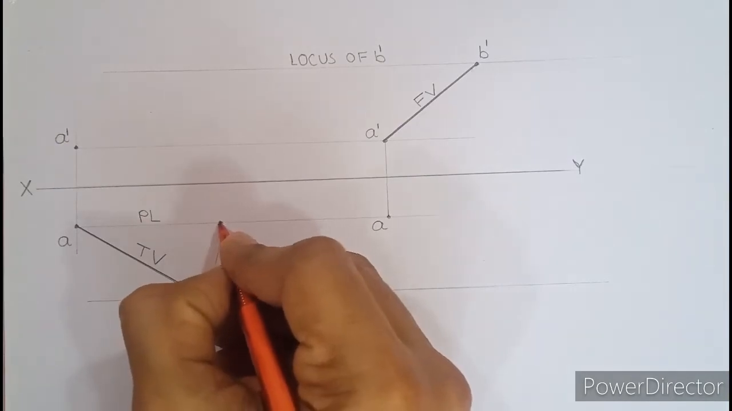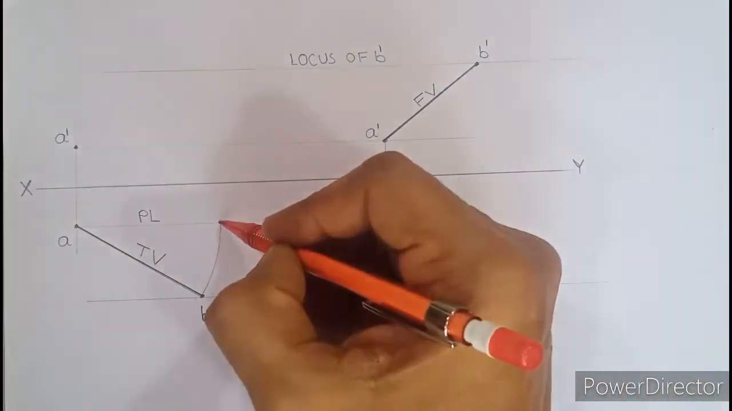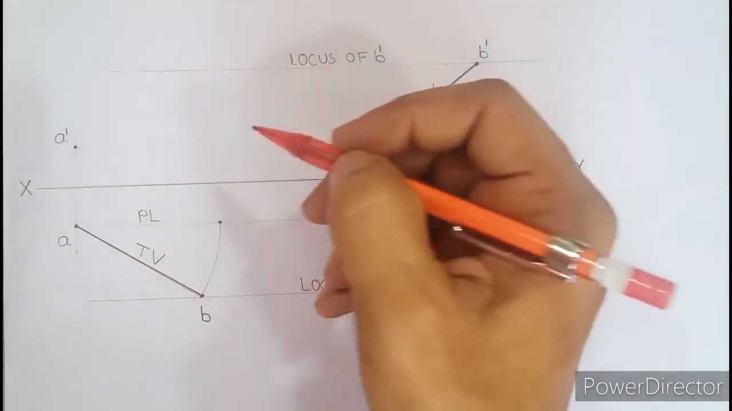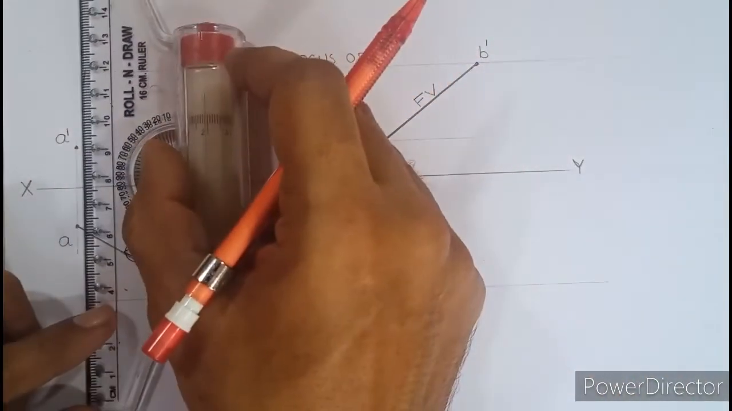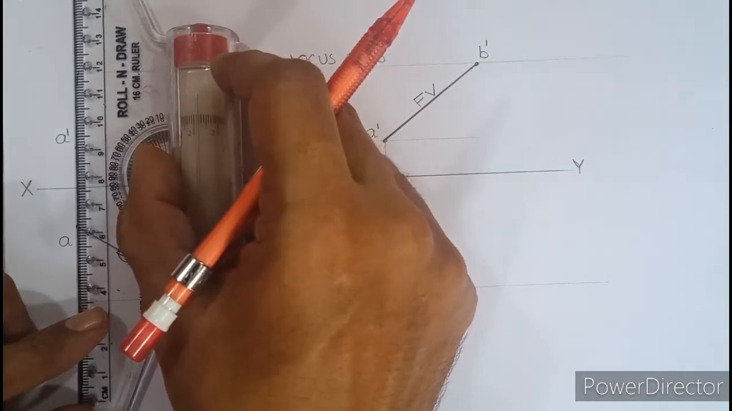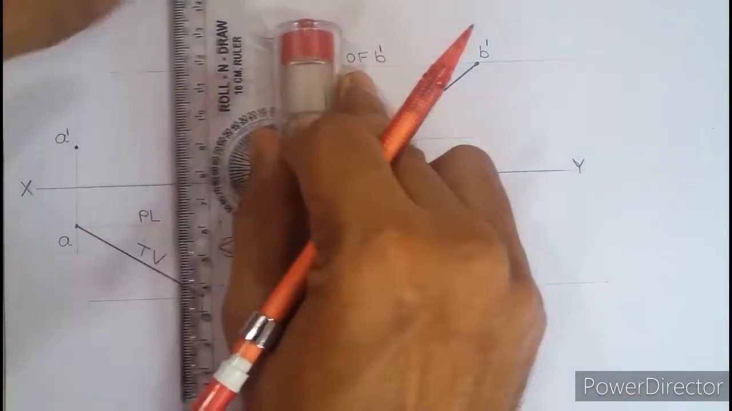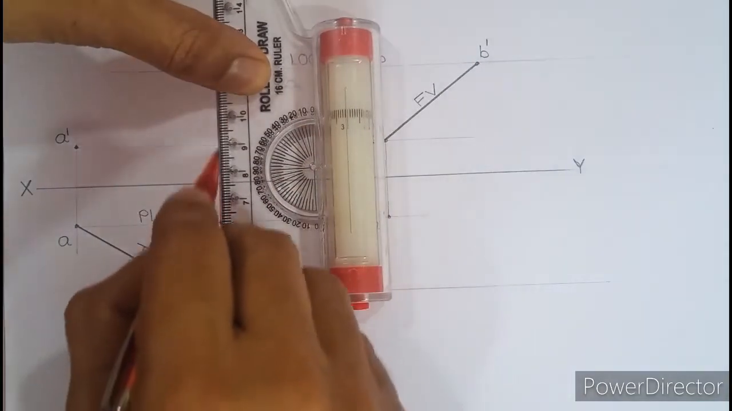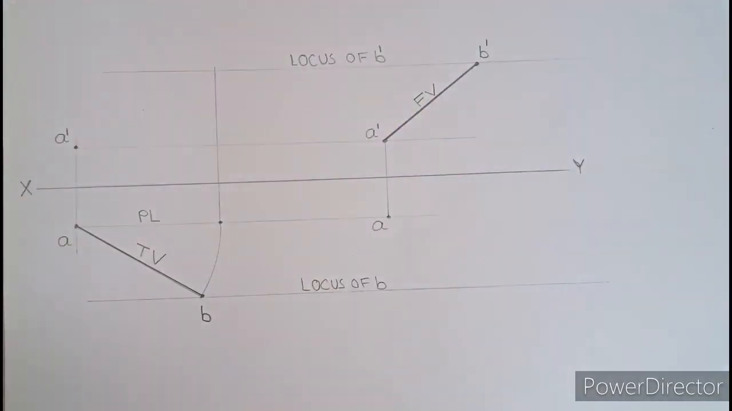You get a point over here. So this point you need to project further to cut the locus of B dash. That is how you get the true length. So our objective is to get true length only. So from here you need to project this point to cut the locus of B dash.